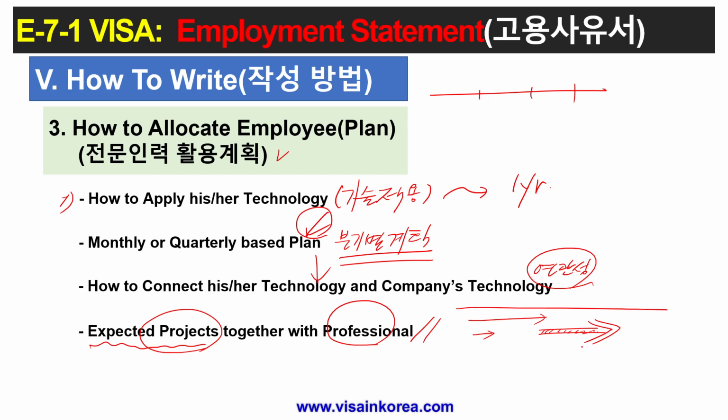So for the basic information, the plans to use, and the foreign professional, I usually say to my client like this. When you write the first one, think about your project. And for the second one, think about the foreign national's technology and your company's technologies. So how to proceed?